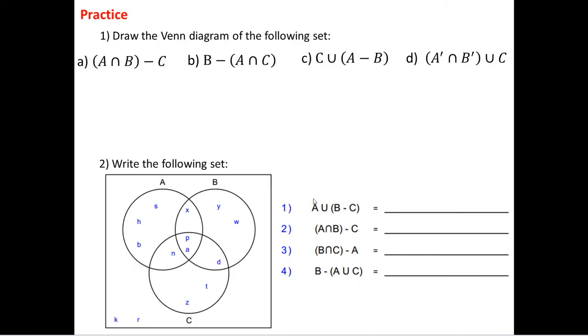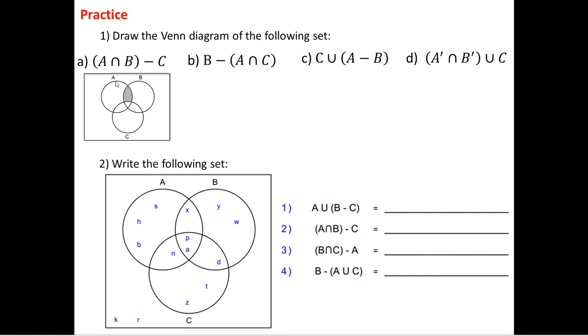Now for our practice, let's do the following. Number one, draw the Venn diagram of each of the following sets. Set A is A intersection B minus C. So how do we draw a Venn diagram for that? Okay, this is the answer.